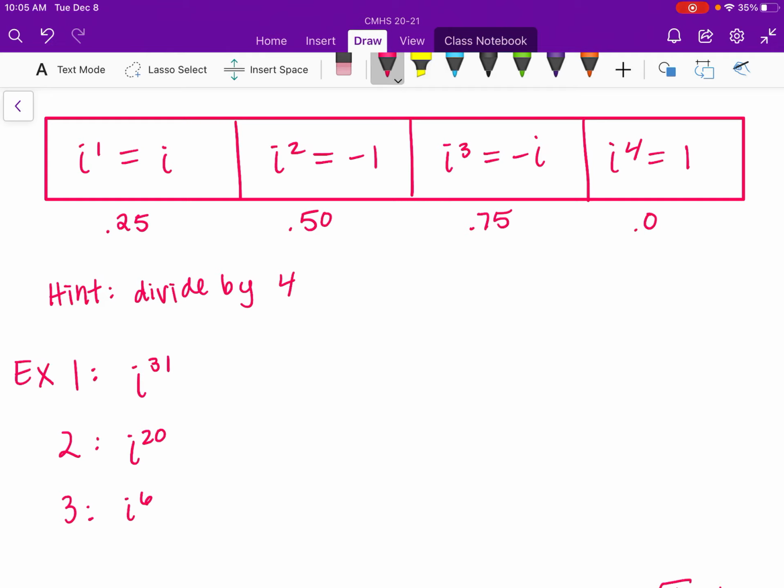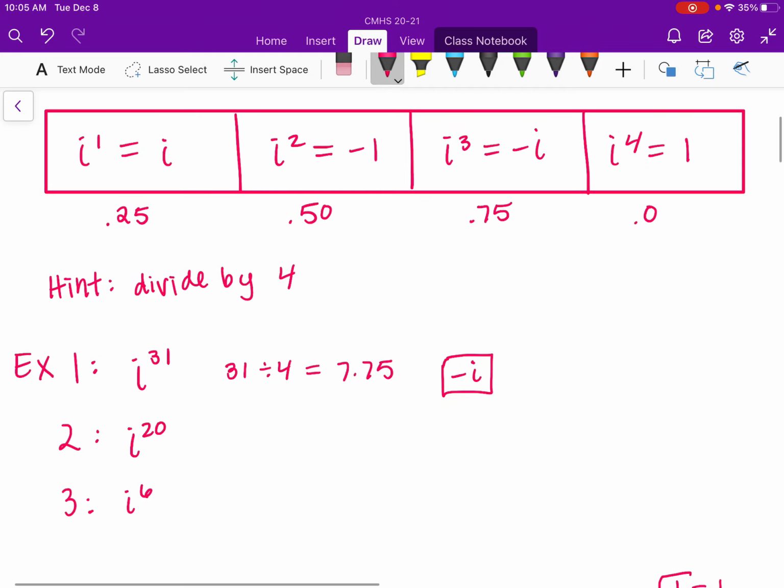So here's what we do. Let's do example 1, i to the 31st power. All we do is we say 31 divided by 4. Make sure it's in a decimal. It is 7.75. So 7.75 means it's -i. And that's it.